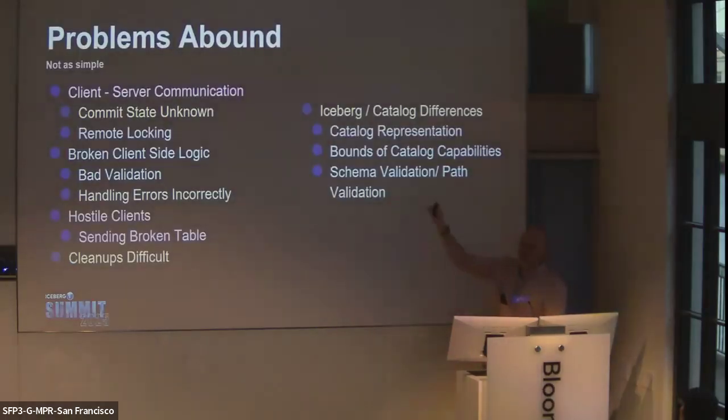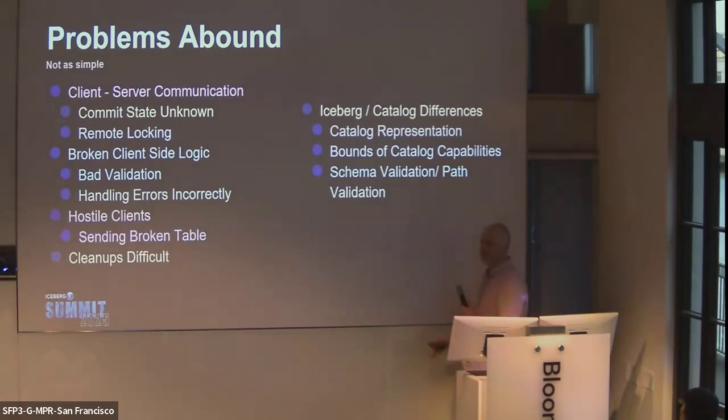So this leads to lots and lots and lots of different problems. We have problems with validation. We have problems with different clients. Some are broken, some are not. All kinds of bad stuff happens, not to mention the fact that our catalog implementation may not understand some of the conventions we're using.